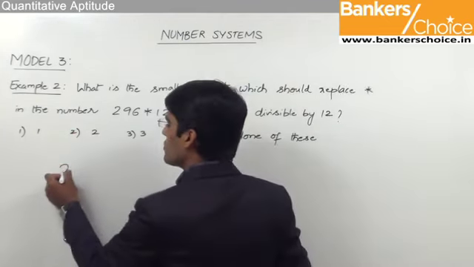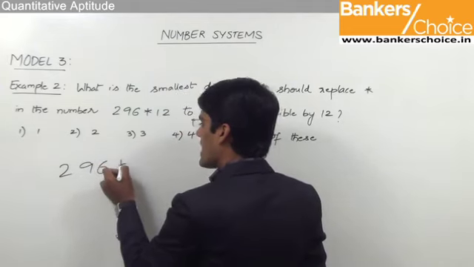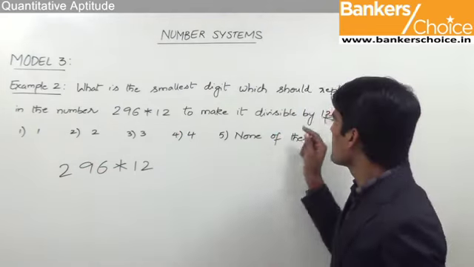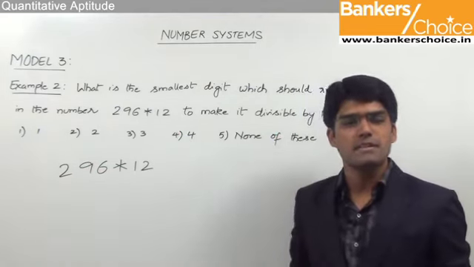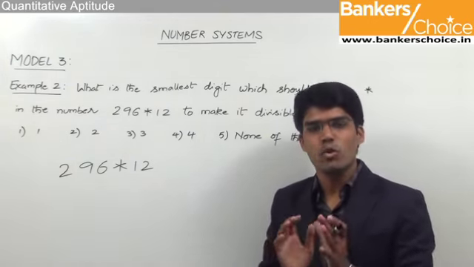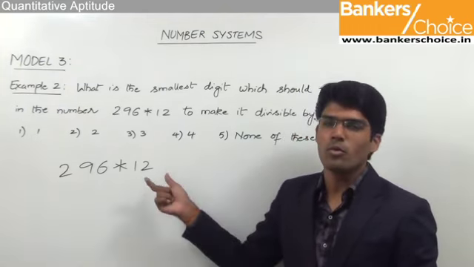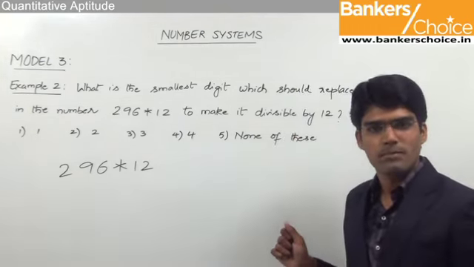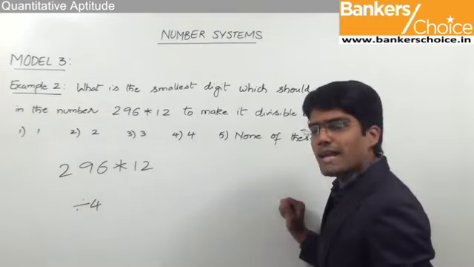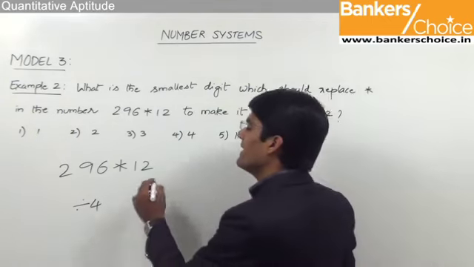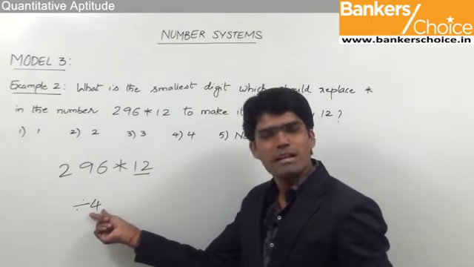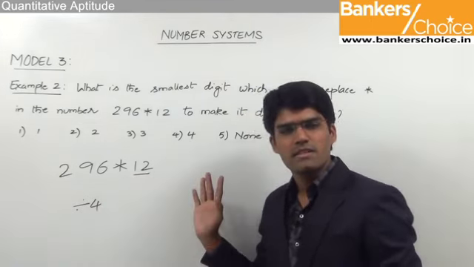Now the given number here is 296 star 12, and this number has to be divisible by 12. We very well know that a number is divisible by 12 only when it is divisible by 3 and by 4. So let us go by the divisibility for 3 and 4 to check what comes in place of star. Let us first of all find out the divisibility by 4. We know that a number is divisible by 4 only when the last two digits form a multiple of 4. Now here the last two digits 12 is a multiple of 4. So definitely this number is divisible by 4.